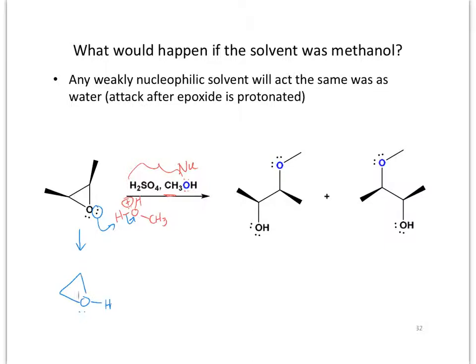The reason we do that is to make it a much better leaving group, which I need to do because my nucleophile here is crappy. It's water, methanol, ethanol, whichever. It's neutral, so it's weak. It's going to come in and attack. And in this example, I don't have a difference between the two carbons it could attack. Either one is equally substituted, so I need to show both.